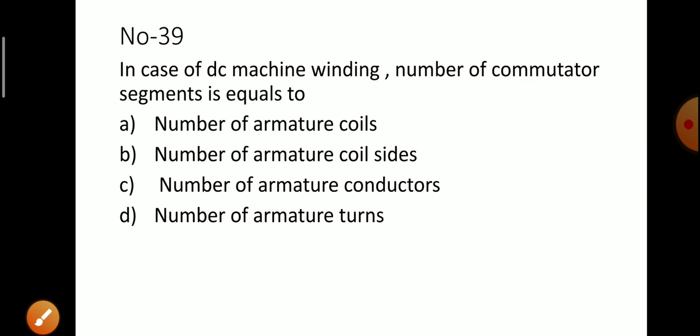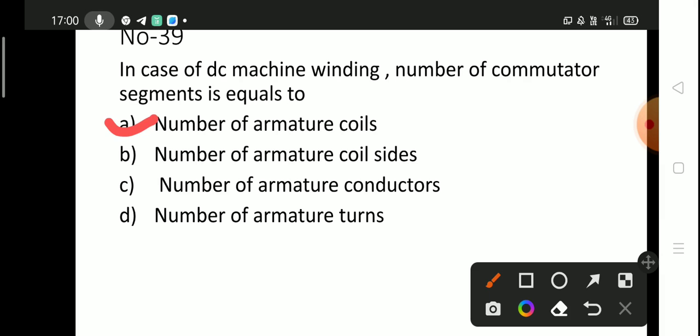39. In case of DC machine winding, number of commutator segments is equal to: A. Number of armature coils, B. Number of armature coil sides, C. Number of armature conductors, D. Number of armature turns. And the right answer is A. Number of armature coils.